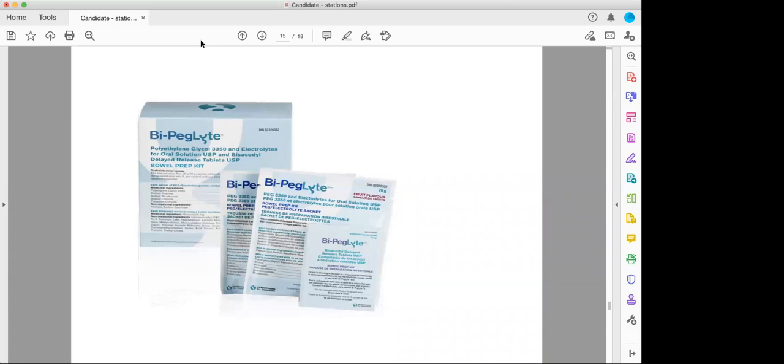Okay. Yes, okay, definitely. And okay, the Pedialyte, you will take it for sure, because if you have any sign of dehydration. I'm not taking Pedialyte. I'm taking Bipig-Lite. Okay, Bipig-Lite. Okay, this is medication. You will use it in order to evacuate and empty your colon before the procedure. So you will take it.